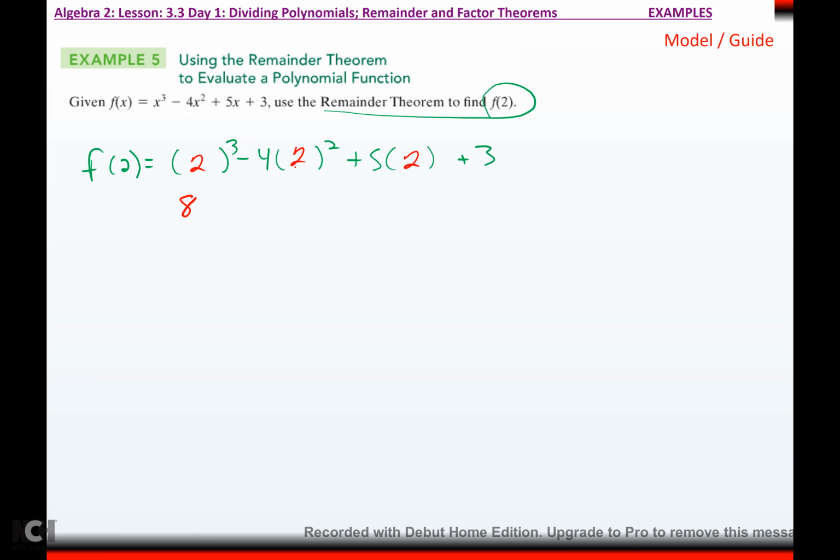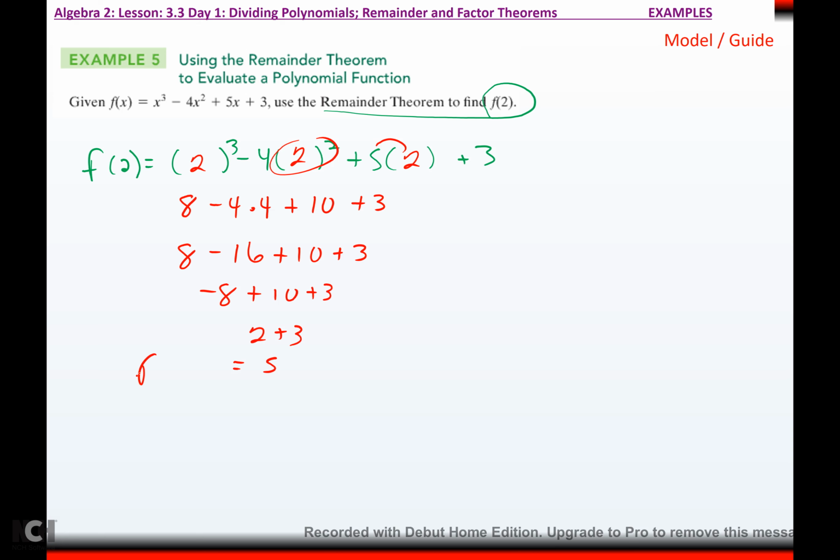This would be 8. This would be minus 4 times 4. This would be 10 plus 3. That'd be 8 minus 16 plus 10 plus 3. That'd be negative 8 plus 10 plus 3. That'd be 2 plus 3 is 5. Or you could just type it in the calculator. So f of 2 is 5.